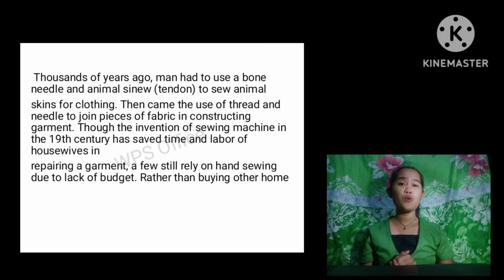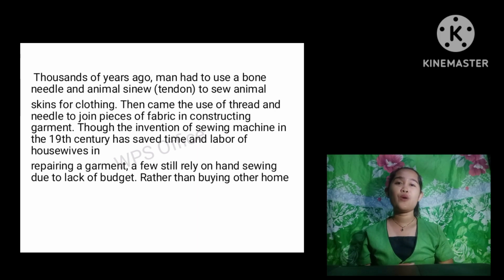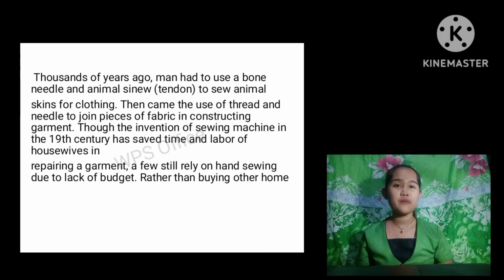Thousands of years ago, man had to use a bone needle and animal sinew or tendon to sew animals' skins for clothing. Then came the use of thread and needles to join pieces of fabric in constructing garments. The invention of the sewing machine in the 19th century has saved time and labor of housewives in repairing garments, so the sewing machine is very helpful to those housewives.